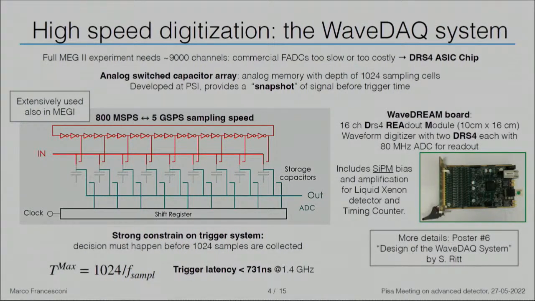The current implementation for MEG2 of this chip is known as the WaveDAQ system, and its main board is called WaveDream, which is a 16-channel DRS4 readout module that in a very small footprint contains 2 of these DRS4 chips for 16-channel data acquisition, and also includes the analog amplification and biasing of the SiPMs that are extensively used in the MEG2 upgrade, especially for the liquid xenon timing counter. For more details on this part of the data acquisition, I wrote a poster where you can definitely ask for more information.